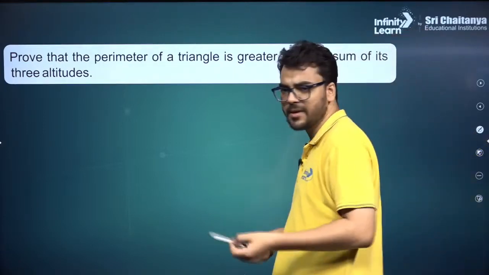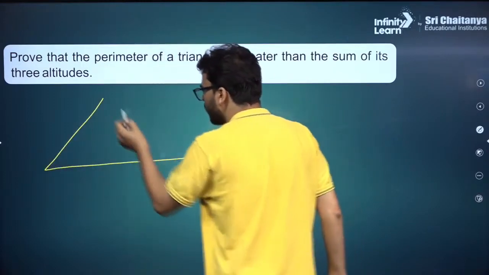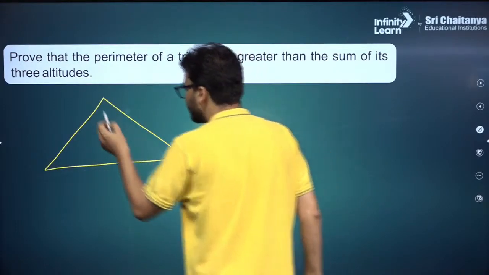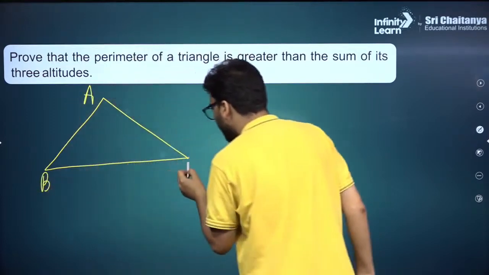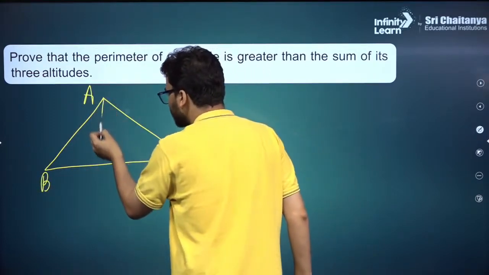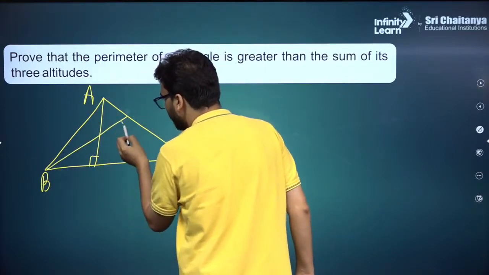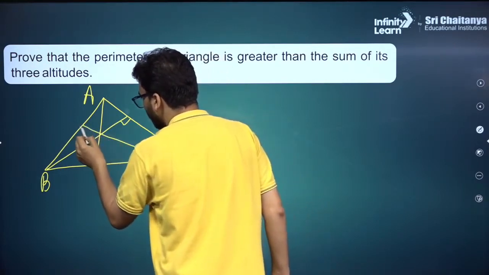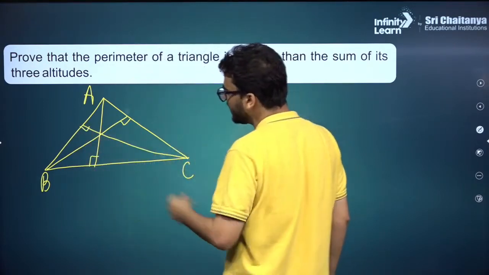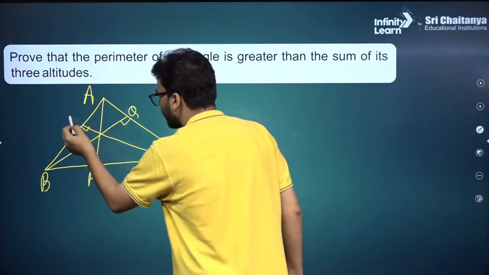It means perimeter means what? Sum of the lengths of the sides. So if you make any random triangle over here, suppose I'm talking about ABC, maybe ABC over here, and you make 3 altitudes of it. Altitude means you're dropping perpendicular. In the same manner, drop perpendicular. In the same manner, drop perpendicular. So it is AB, BC, and suppose I'm naming them P, Q, and R.